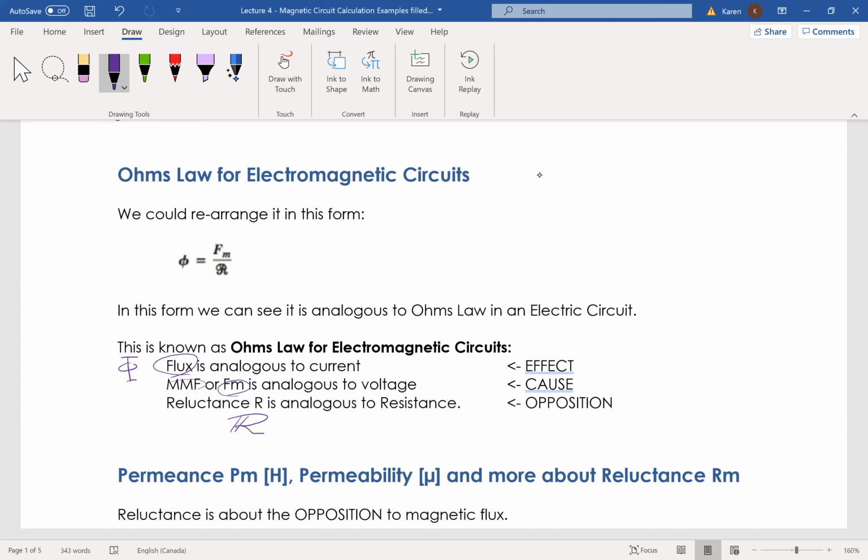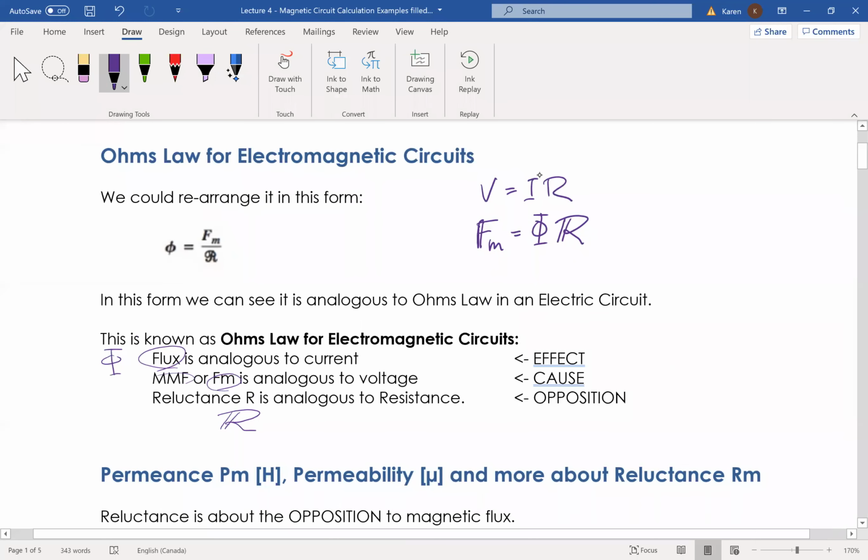So it is like resistance in an electric circuit. So when we say V equals IR, voltage equals current times resistance, that's like saying FM is equal to flux times reluctance. The reluctance is the opposition that the magnetic circuit is giving to the establishment of the flux.